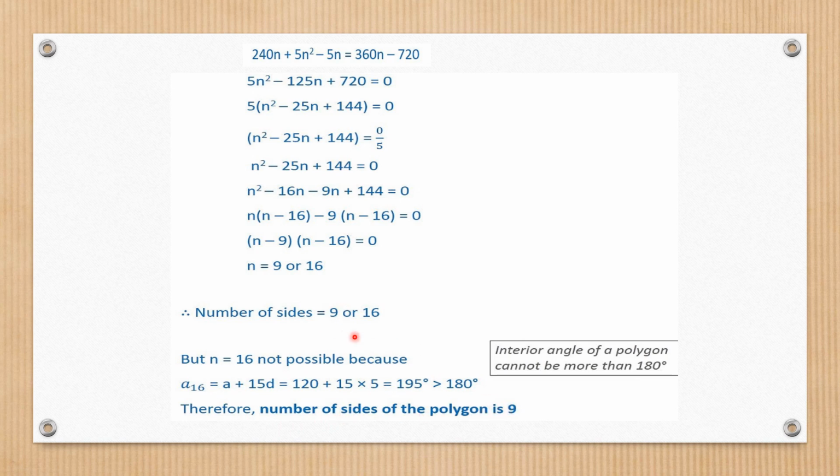So the smaller one you have to take, and you can verify it by calculating your a9 also, that it will satisfy the required condition. Okay, so this is also a very good question.